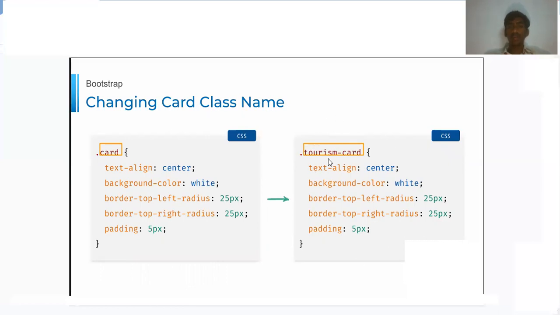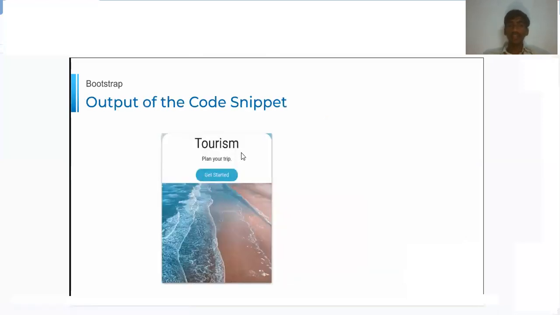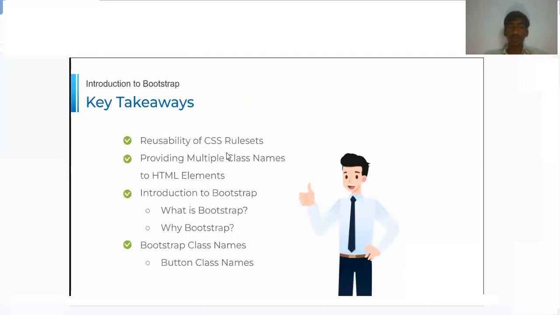And then we can change the class name if we want. That means we can add the same properties to another class also. This does not affect our Bootstrap class. How do we add Bootstrap to our code? Here in the division, we can add class equal to tourism card, which may generate the same output.